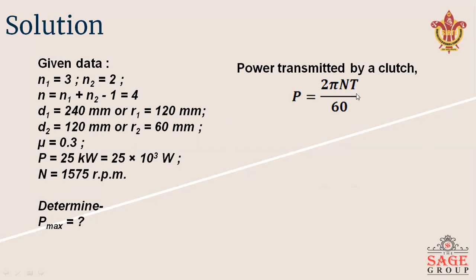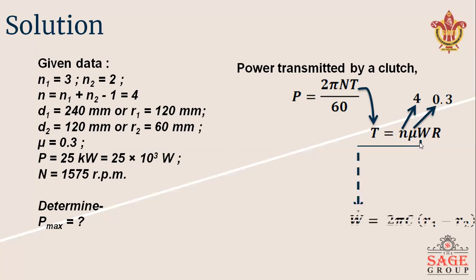But we know that the torque transmitted by the clutch for a multi-plate clutch, T, is equal to n mu W R. In this equation we have already calculated the torque, so we have to substitute the value of torque transmitted by the clutch here. n is equal to 4, which is already given in the given data, and mu is equal to 0.3. Now we have to calculate the value of axial load W.